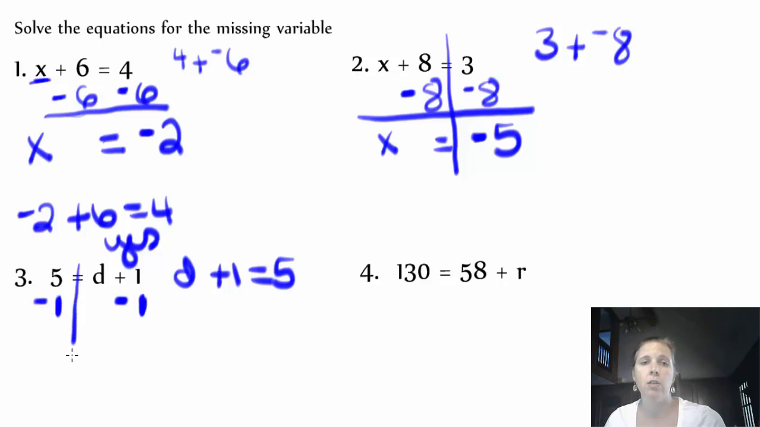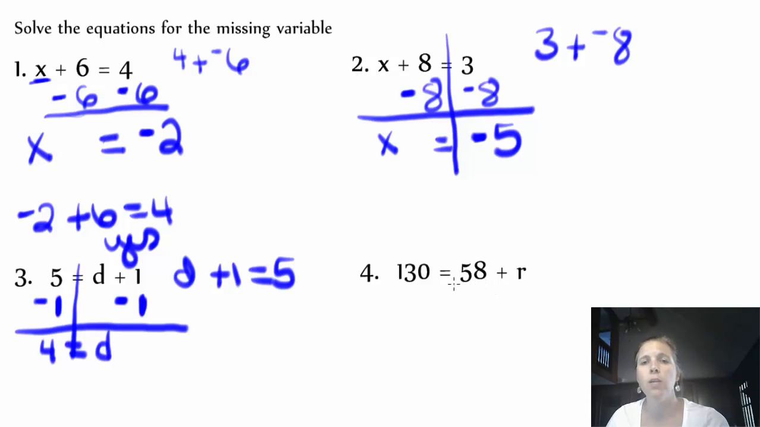You can do your lines again if you want. A lot of people like that to keep it straight. So we're left over here with just the d. The plus 1 minus 1 is going to give you 0. 5 minus 1 gives you 4. So d equals 4.